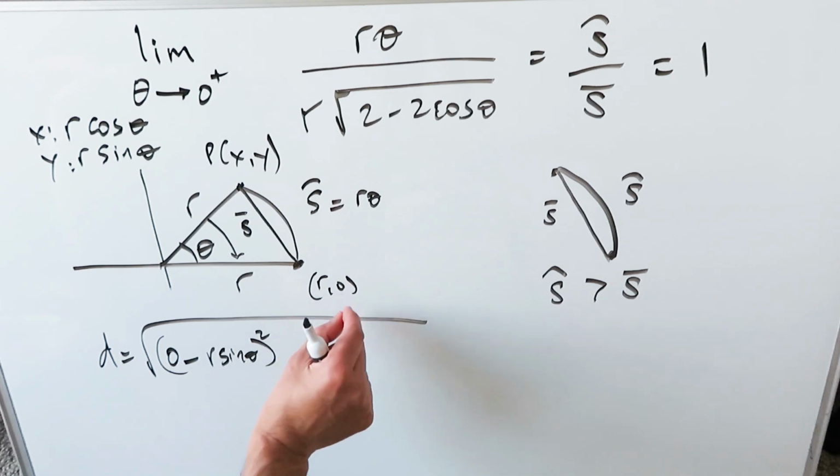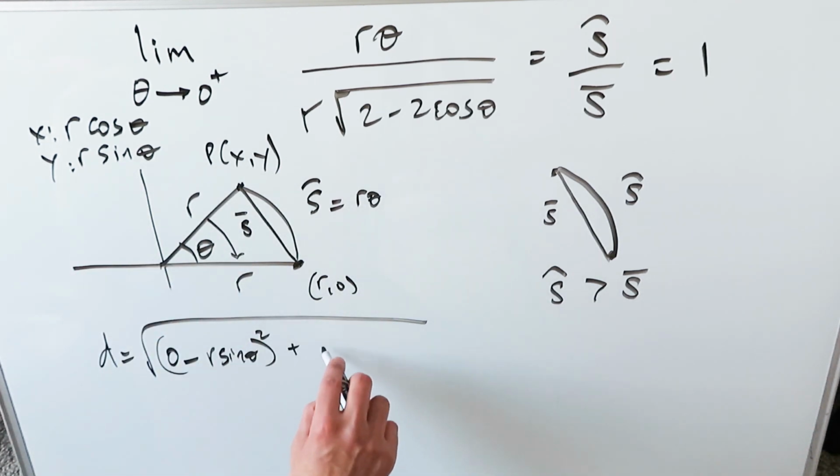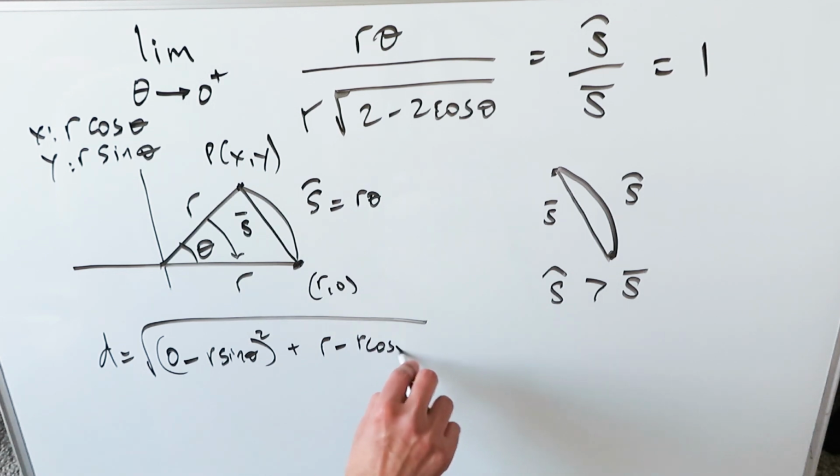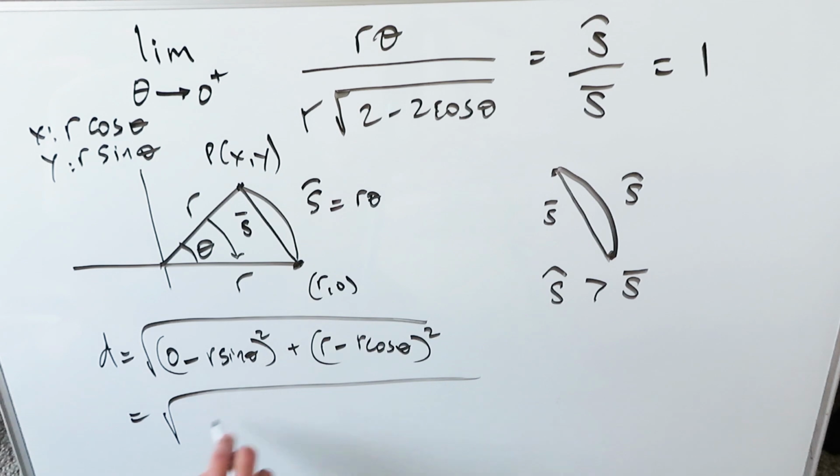It doesn't matter if these are your 2's and these are your 1's, or you flip them around, plus x2 minus x1. It will be here r minus r cosine theta whole square. You have to compute this. From here you're just getting an r square sine square theta.